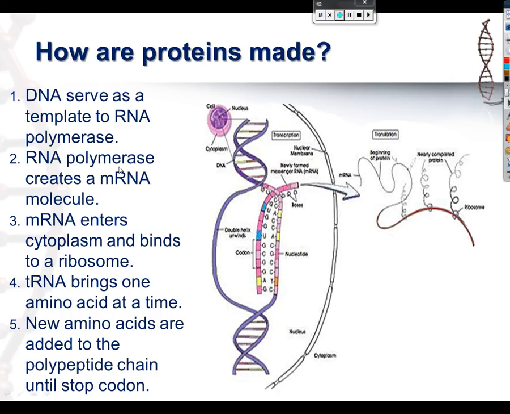So RNA polymerase, which is probably considered to be the most important of all the 4 enzymes, is going to create the mRNA molecule. That mRNA enters the cytoplasm and binds to the ribosome. tRNA brings one amino acid at a time, links to it, and the amino acids are going to be added. They basically start popping up along the top of tRNA, until that stop codon is reached. Once that happens, that's it. The polypeptide chain is as long as it needs to be to code for a particular protein.